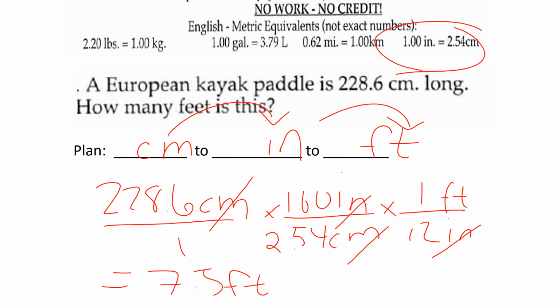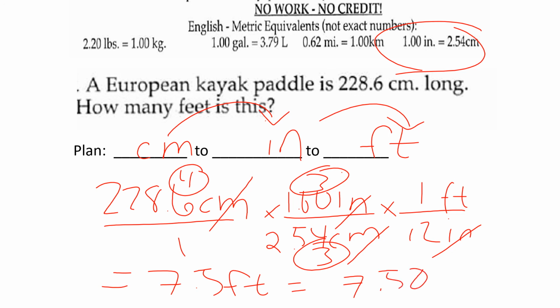Your sig fig is based on 4 sig figs here, 3 here, 3 here, so you want 3 sig figs, so 7.50 feet. Even if your calculator gave you just 7.5, your calculator doesn't know how to do sig figs, so you would have to add that extra 0 to indicate the sig figs.